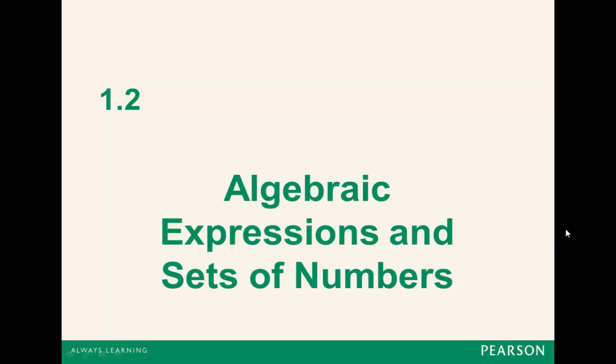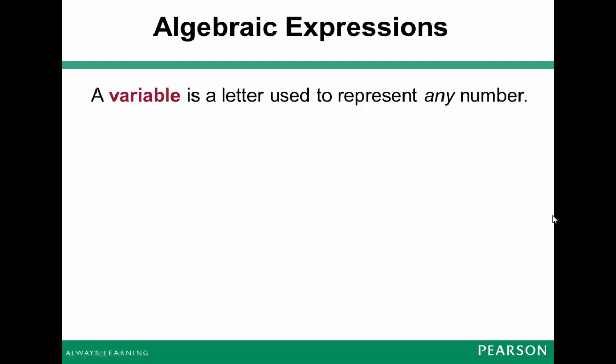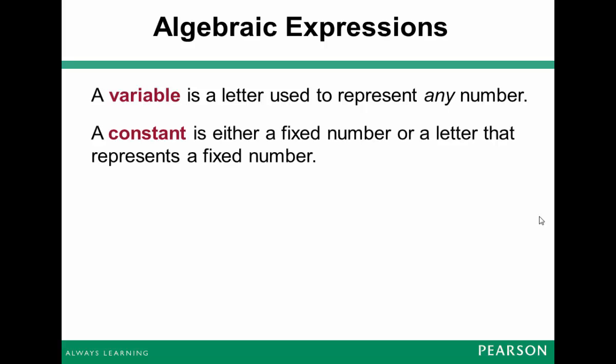Well, we have algebraic expressions and sets of numbers today. So a variable is a letter used to represent any number. Usually the variable is either an x, a y, or a z. For some reason we generally use those letters, but it could be any that you wanted. A constant is either a fixed number or a letter that represents a fixed number.